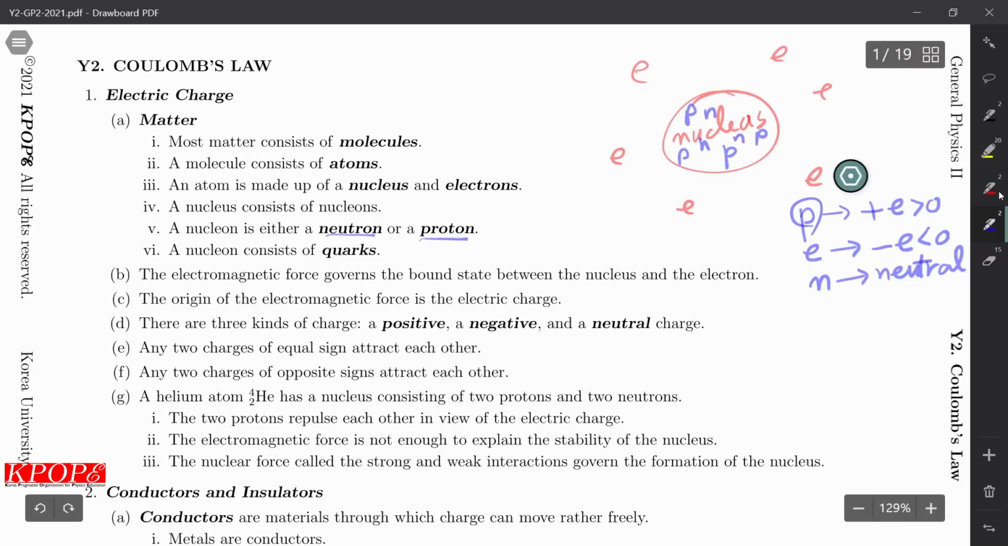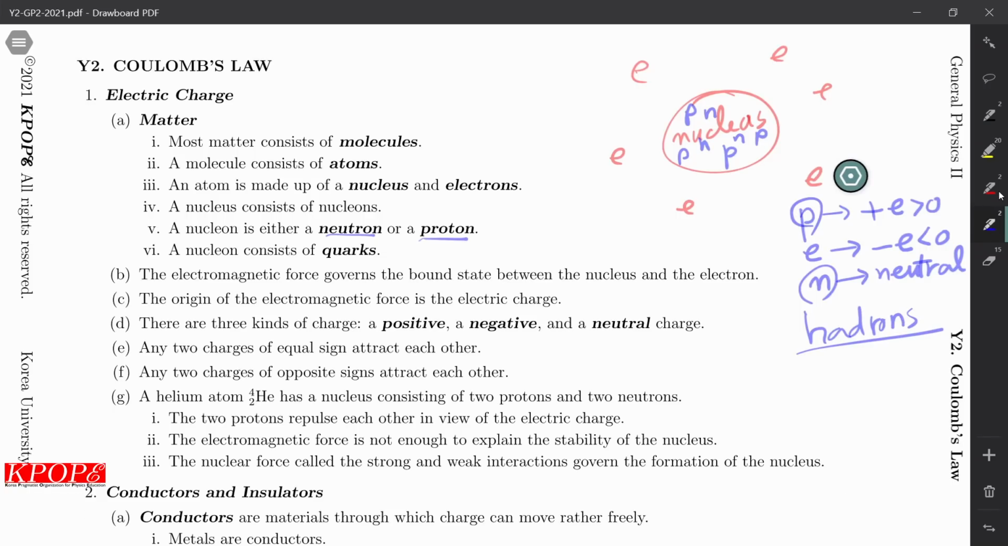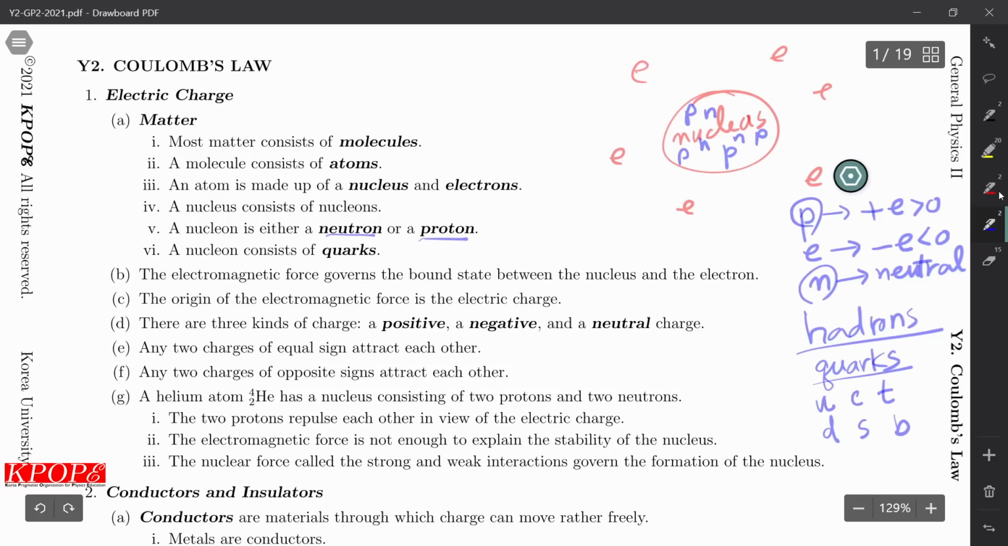In fact, protons and neutrons are all hadrons. Any hadron is composed of quarks. There are up, down, charm, strange, top, and bottom. There are 6 kinds of quarks.